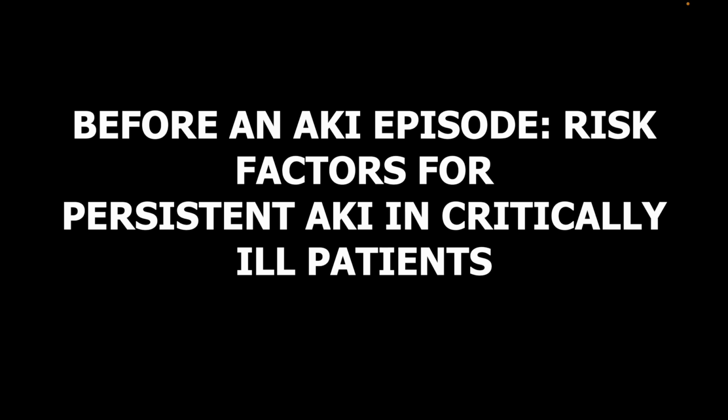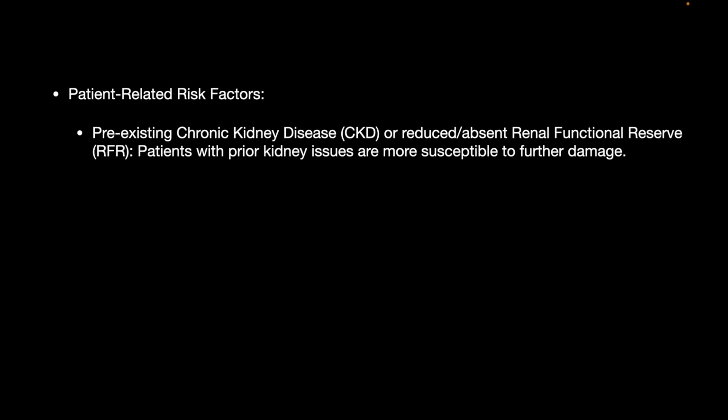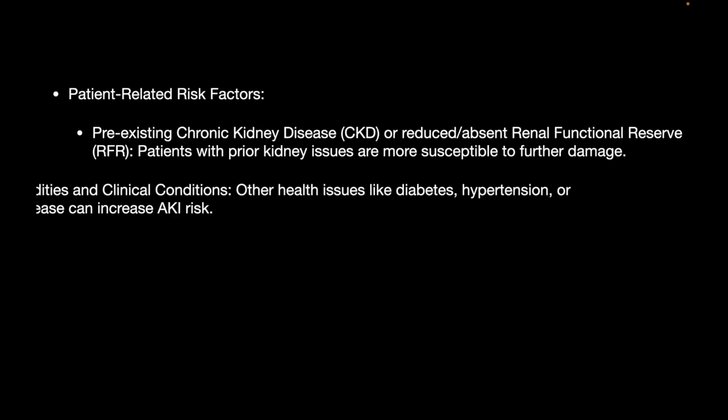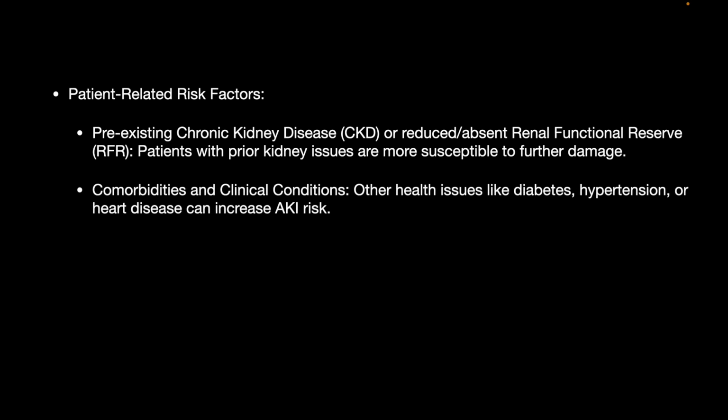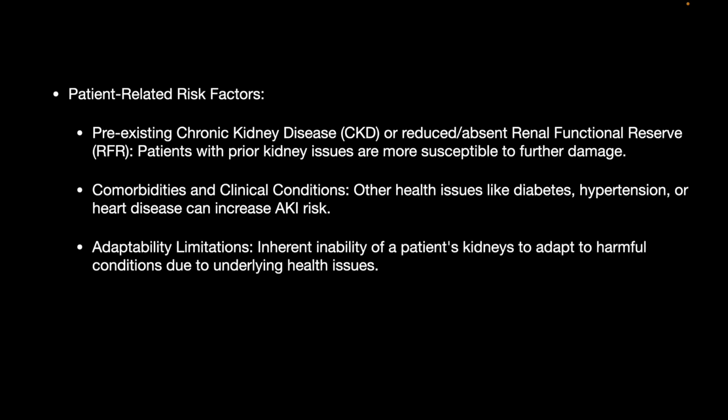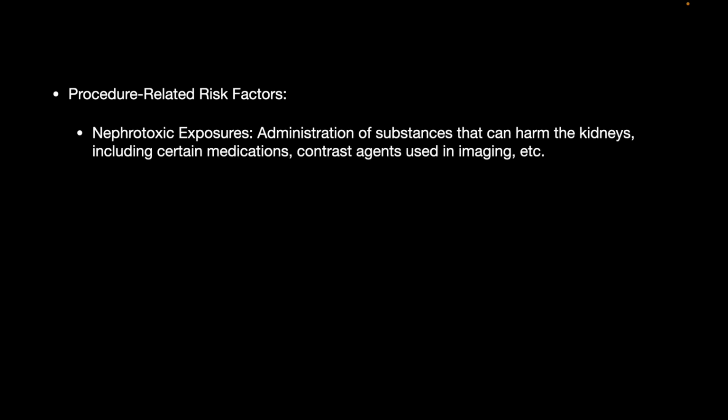Now, before an AKI episode, what are the risk factors which can potentially make a patient more likely to develop persistent AKI? These are patient-related factors like pre-existing chronic kidney disease or reduced renal functional reserve. Patients with prior renal issues are more susceptible to more damage. Comorbidities and the clinical condition of the patient: health conditions like diabetes, hypertension, and heart disease increase the risk of AKI. Adaptability limitations: the inherent inability of the patient's kidney to adapt to harmful conditions due to underlying health issues can be a major problem.